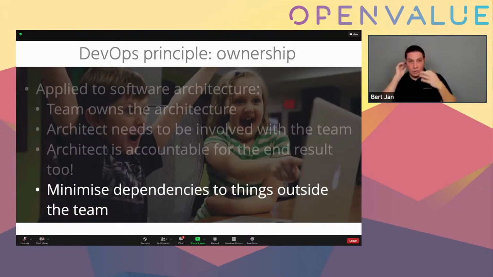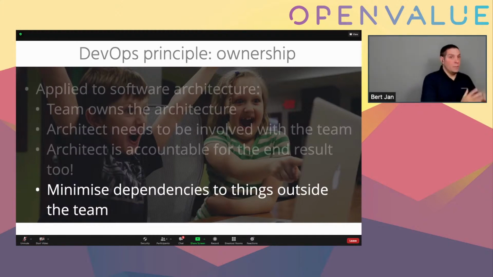So try to make sure that as a team, you don't depend at all on any things outside your team. And it's also a direct reason for why the architect needs to be involved with the team as well. If you need to wait for an architect outside the team to design something before you can build it as a team, I'd say that's a pretty unwanted dependency you have there.